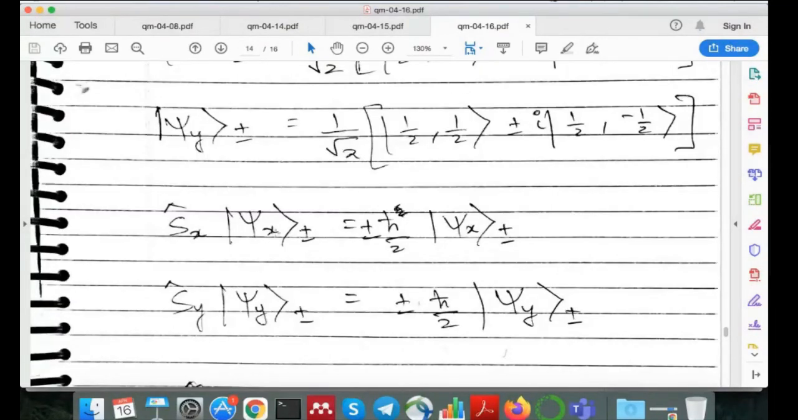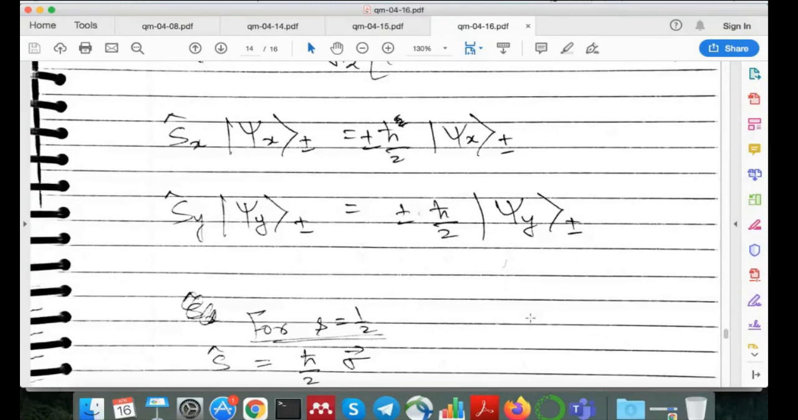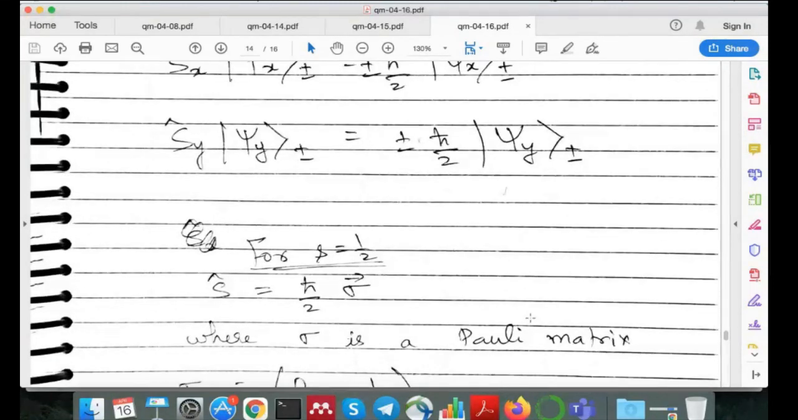So Sx acting on psi x gives you h cross by 2 into psi x. Similarly, Sy acting on psi y gives you h cross by 2 into psi y. Okay. All right.